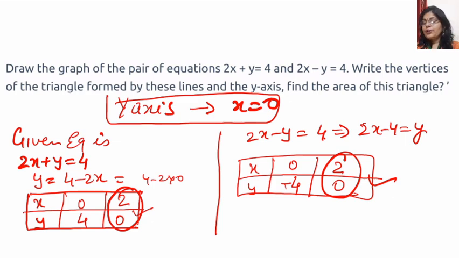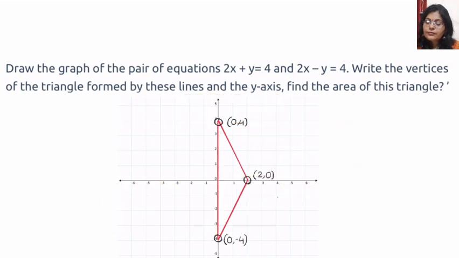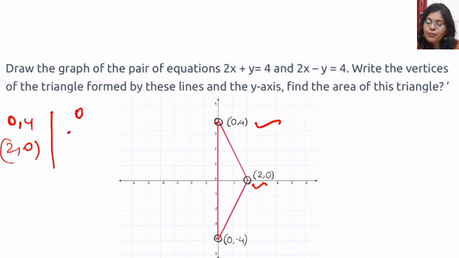Now let us see graphically. These are the points which we have plotted: 0, 4 and 2, 0. I have made a Cartesian plane. This is the x-axis and this is the y-axis. 0, 4 is this point, and 2, 0 is this point. Again, in the second equation we have got the points 0, minus 4 and 2, 0. Then we have plotted 0, minus 4 and then 2, 0.